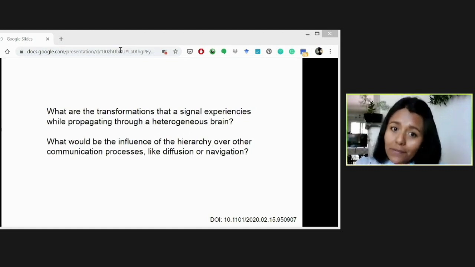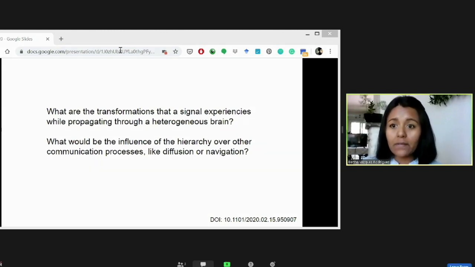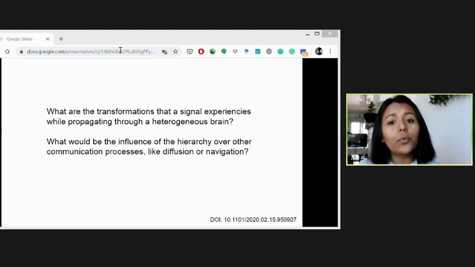The results that I presented here open new questions, like what are the transformations that a signal experiences while propagating through a heterogeneous brain? Or what will be the influence of the hierarchy over different communication processes, like navigation or diffusion? Answering these questions could shed more light on the role of the spatial gradients and their interaction with macroscale network topology.